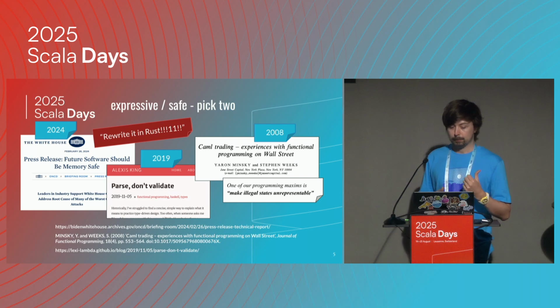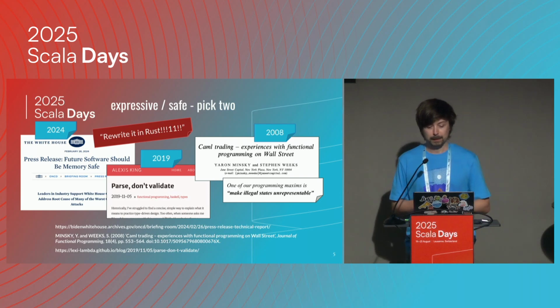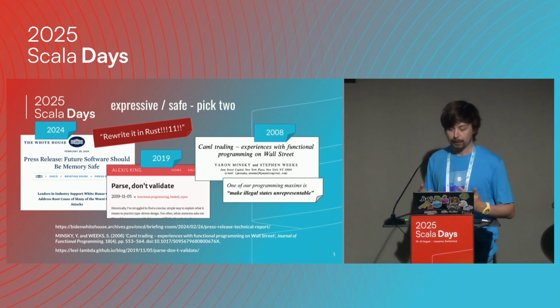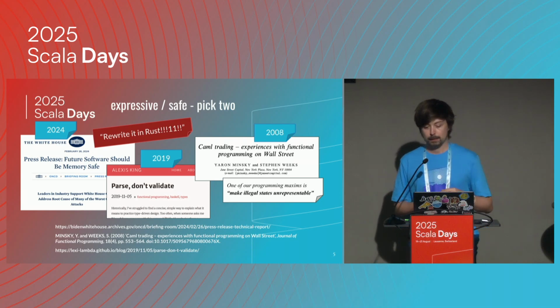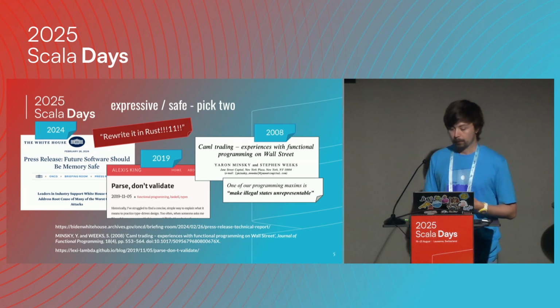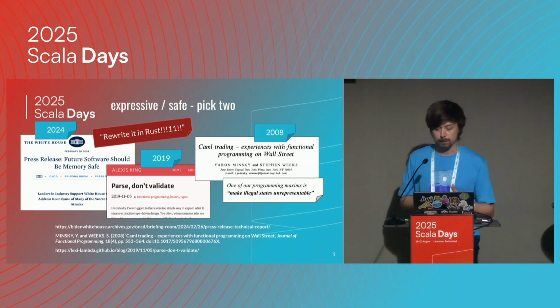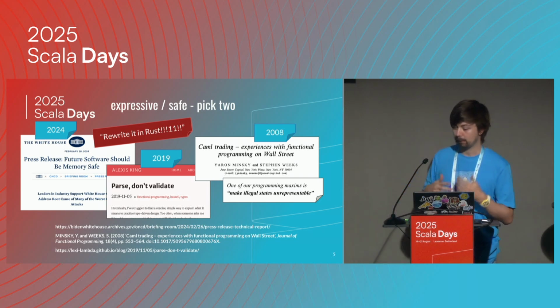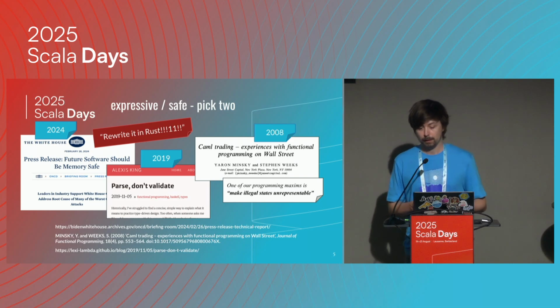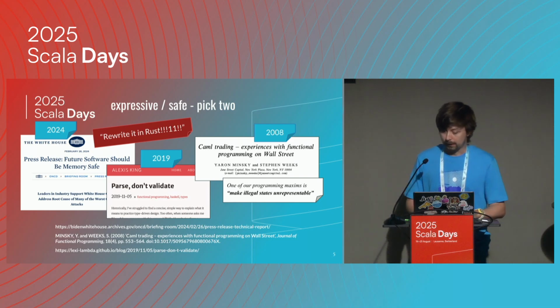So certainly preventing runtime errors is quite a hot topic, whether it's the White House telling you to rewrite everything in Rust to prevent memory safety bugs, or you may have read popular blog posts with catchy titles such as "Parse, don't validate," or you have probably heard the phrase "make illegal states unrepresentable," which came from a white paper from OCaml at Jane Street.